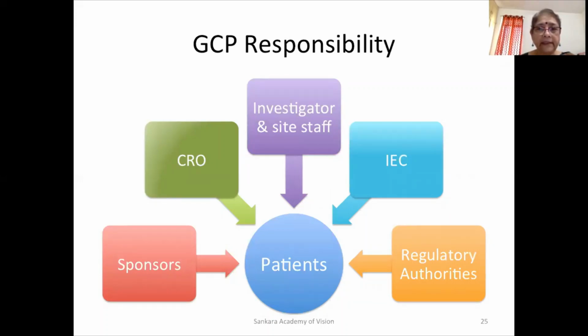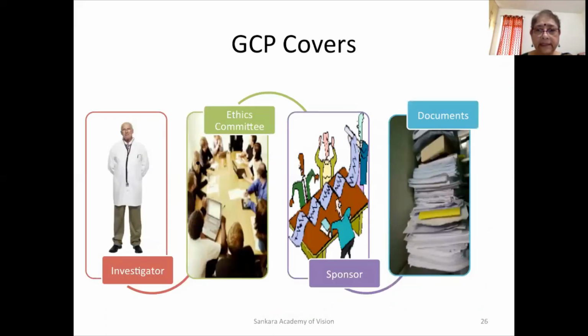So whose responsibility is it? You can see that there are multiple stakeholders: sponsors, CRO, investigators, site staff, ethics committee, and regulatory authorities. Patients are in the center of the whole scheme. So this is just another representation of the same.